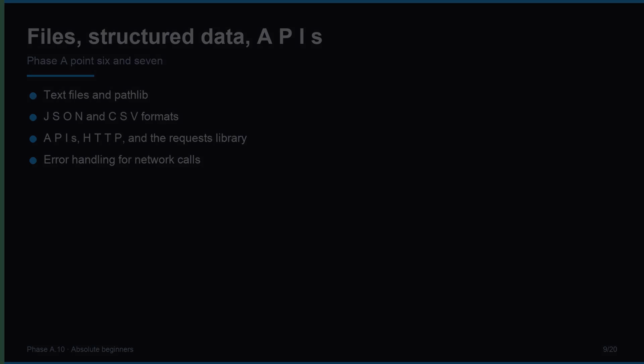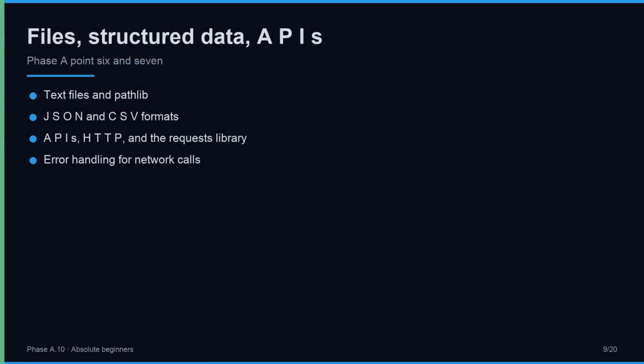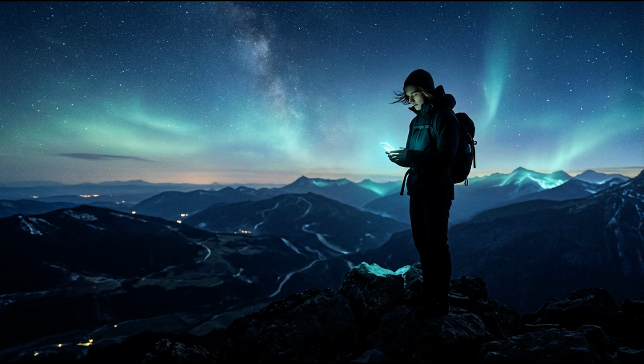Everyday Python. Phase 0.6 connected your code to the disk. You learned to read and write text files, to navigate paths with pathlib, and to work with JSON and CSV, the two most common structured data formats. Phase 0.7 opened the internet. You learned what an API is, the basics of HTTP, and how the requests library makes a real network call. You also learned to handle errors when the network misbehaves. Out to disk and network, you built a real tool. You wrote tests. You earned the word developer.